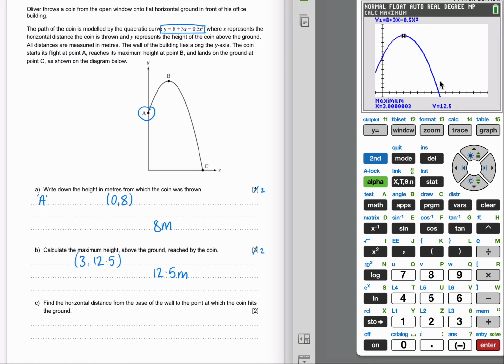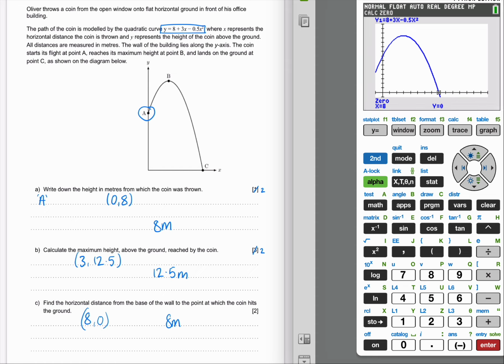And then we want to look at where it crosses the x-axis. So for this one, we want to do second function trace and zeros. And we're going to go across to here, and we're going to select and select. And we can see there that it crosses at 8, and therefore we go through 8, 0, and it lands at 8 meters, and that's how far away it lands when we throw this coin.